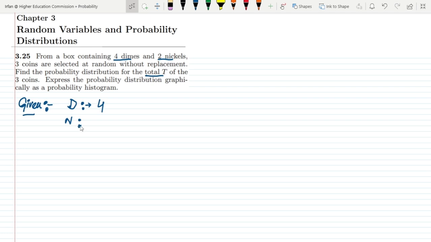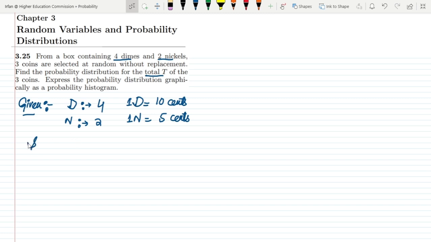Okay, and how many nickels? We have 2 nickels. Okay, so from the cost of the dimes we know that 1 dime is equal to 10 cents. Okay, and 1 nickel is equal to how many cents? These are basically 5 cents. This is already given. Okay, so from them, if we have this total number of coins which are 6, we have to select any 3 coins.